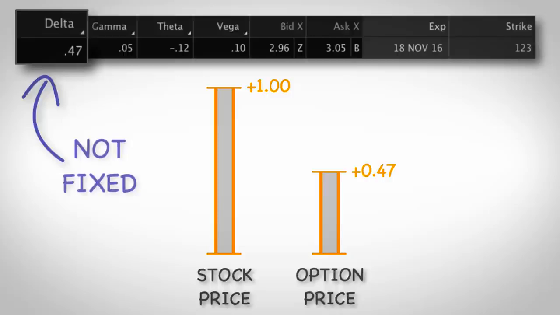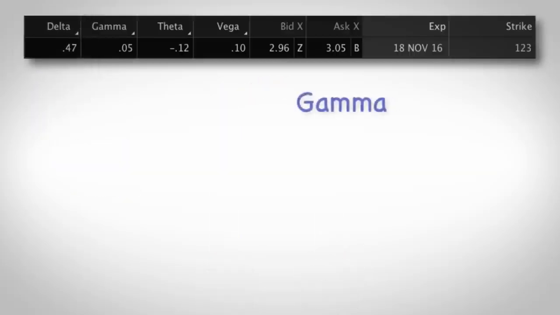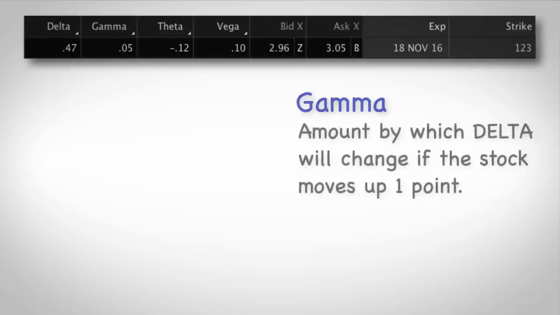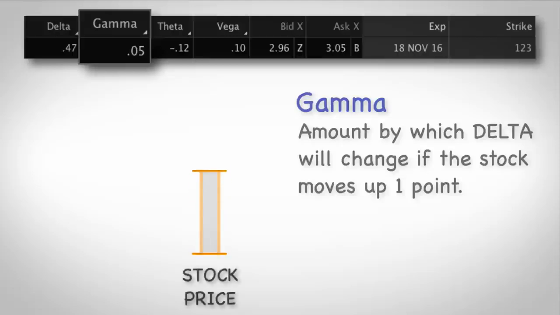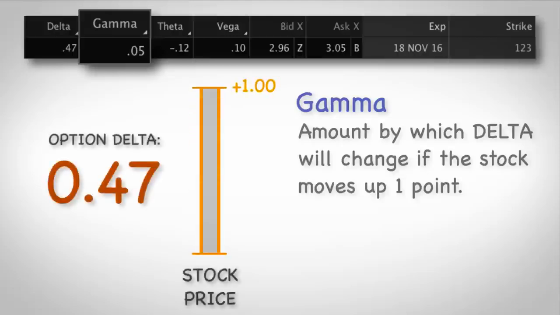Now here's the thing about delta. It is not a fixed number. As the stock moves around, delta will actually change, and it will change by the value of gamma. Let's talk about gamma. Gamma is the amount by which delta will change if the stock moves up 1 point. So for this option, you can see the gamma is 5 cents. What this means is if the stock goes up 1 point, then the delta, which is currently at 47 cents, will increase by 5 cents. So the delta would go from 47 cents up to 52 cents.